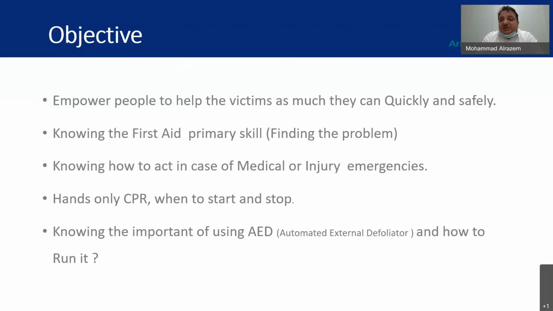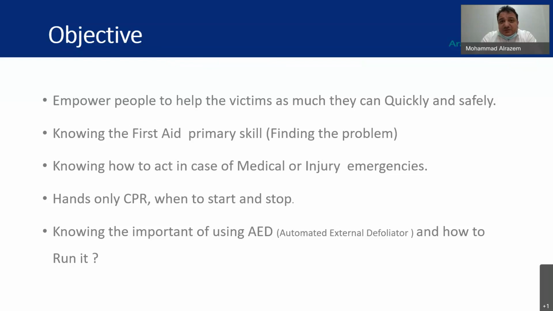First aid is the first action you need to do for any patient or any victim. So we need to balance these terms, quickly and safely. Of course, how do we do this balance? We know the first aid primary skills, which is finding the problem. We'll speak about it later on. And knowing how to act in case of a medical or injury emergency.